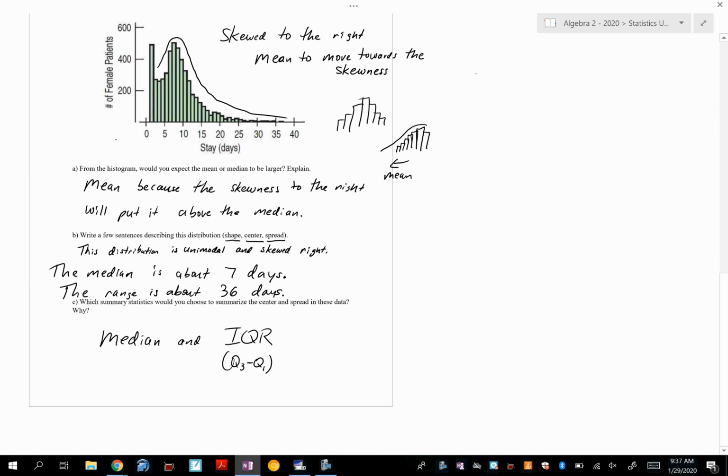Now, what if the shape had been unimodal and roughly symmetric, like this one? No, you know what, that would be bimodal. If it's unimodal and roughly symmetric, then you would be choosing mean and standard deviation, because those statistics would be fine to use. So that's what my seniors have to know for their test. If it's unimodal and roughly symmetric, they can use mean and standard deviation. All right? Okay, let's hit it.